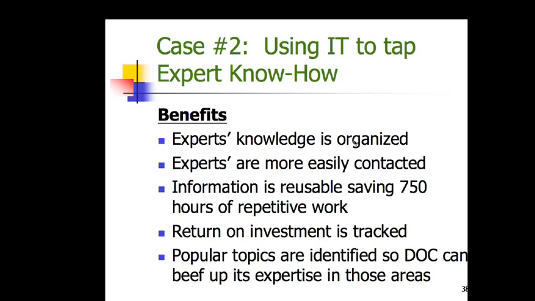We don't have the sci-fi orbs that know everything, where we go ask it a question and it comes back. It's kind of like the magic 8-ball. You twist it around, and it says yes or no. It gives me the right answer, hopefully, maybe not. So the information is reusable, hopefully saving 750 hours of repetitive work. Well, kind of, yeah. If you think about it, it is reusable as a resource.